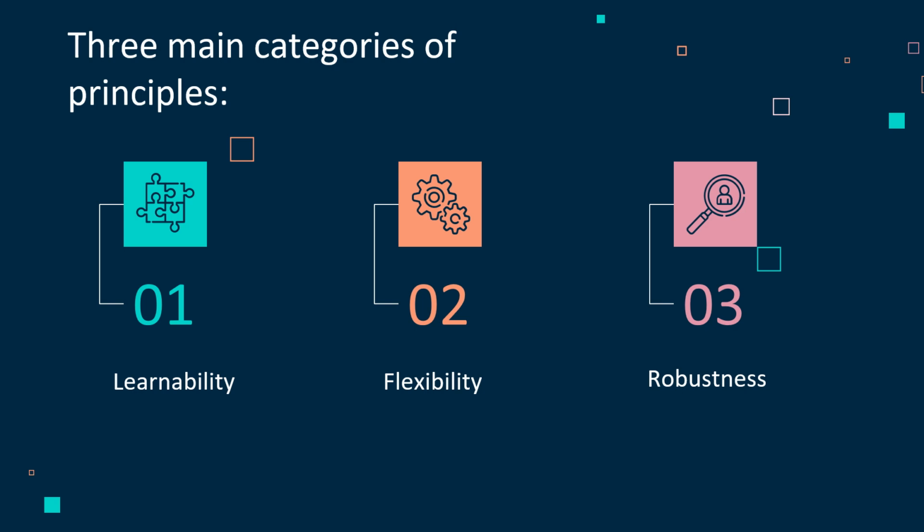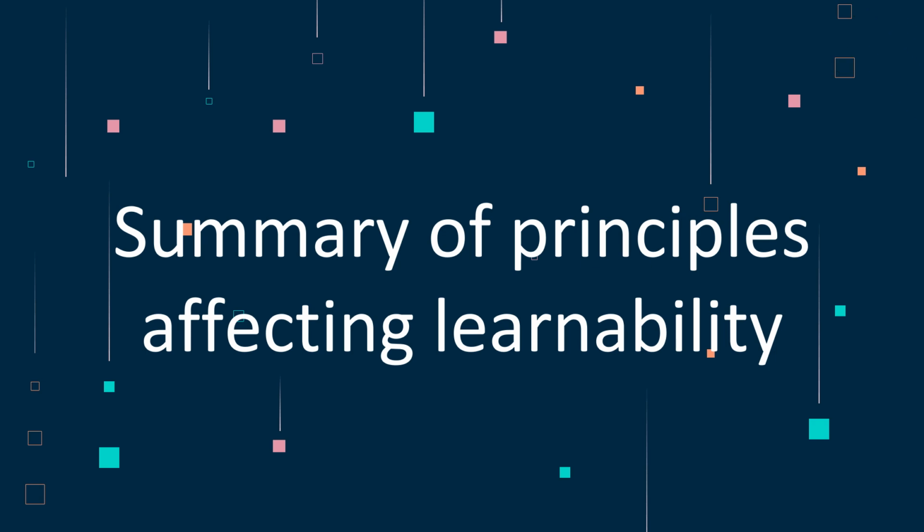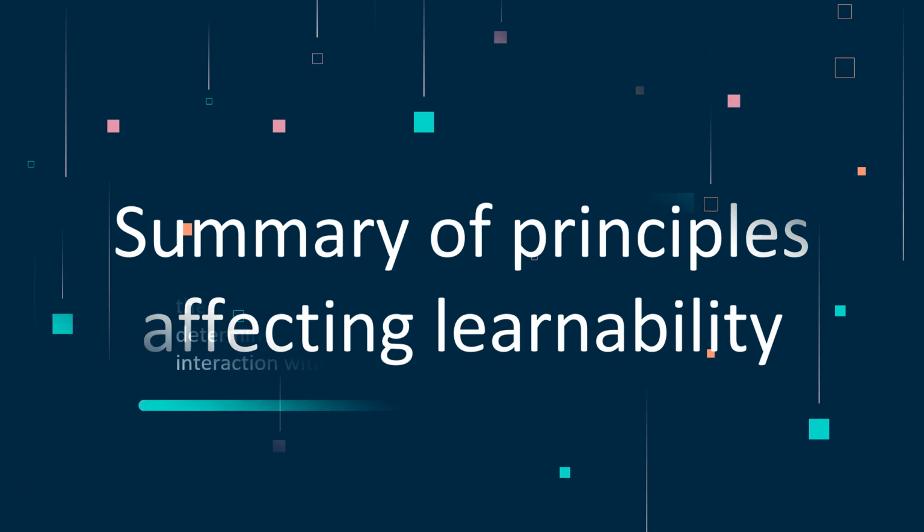Flexibility, the multiplicity of ways in which the user and system exchange information. Robustness, the level of support provided to the user in determining successful achievement and assessment of goals. Summary of principles affecting learnability.